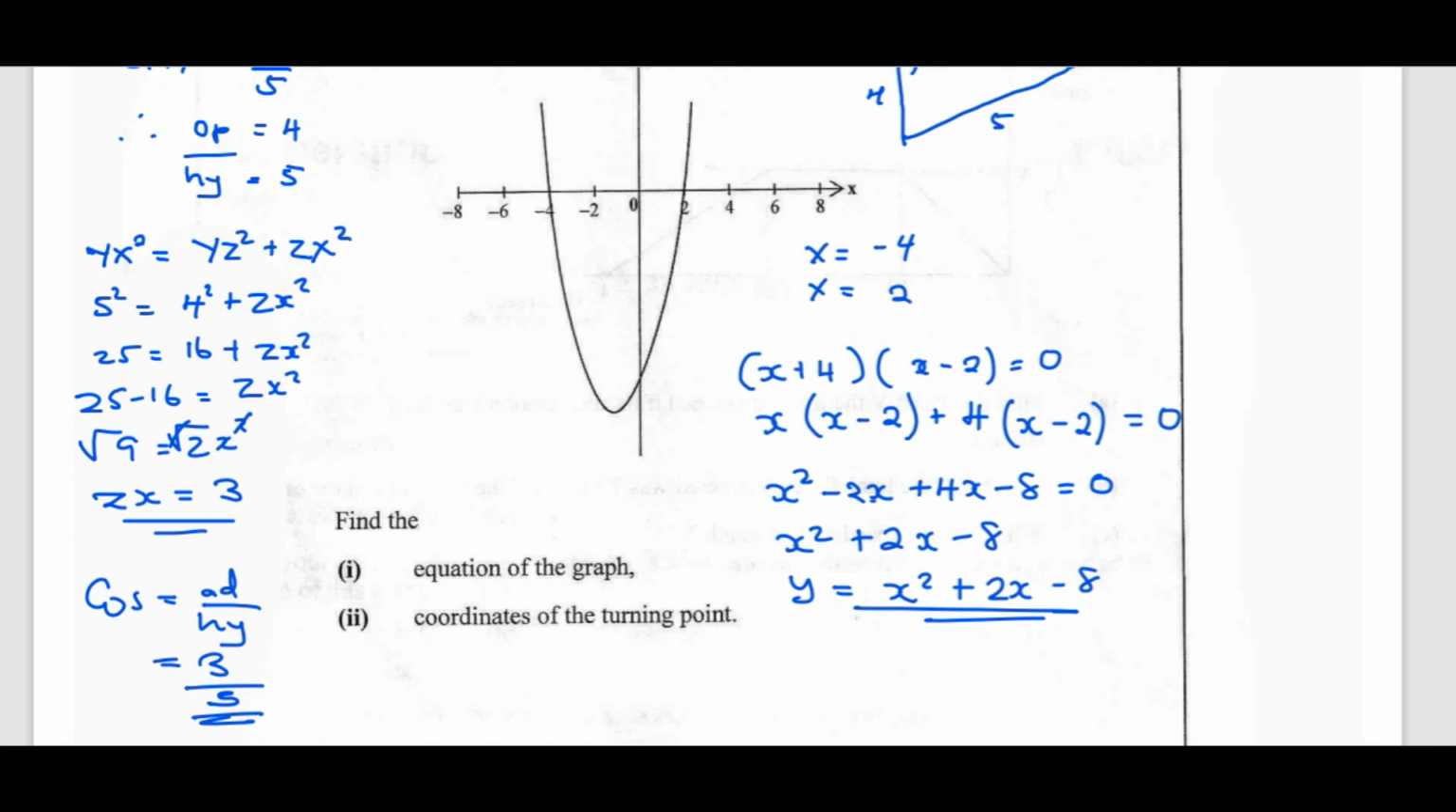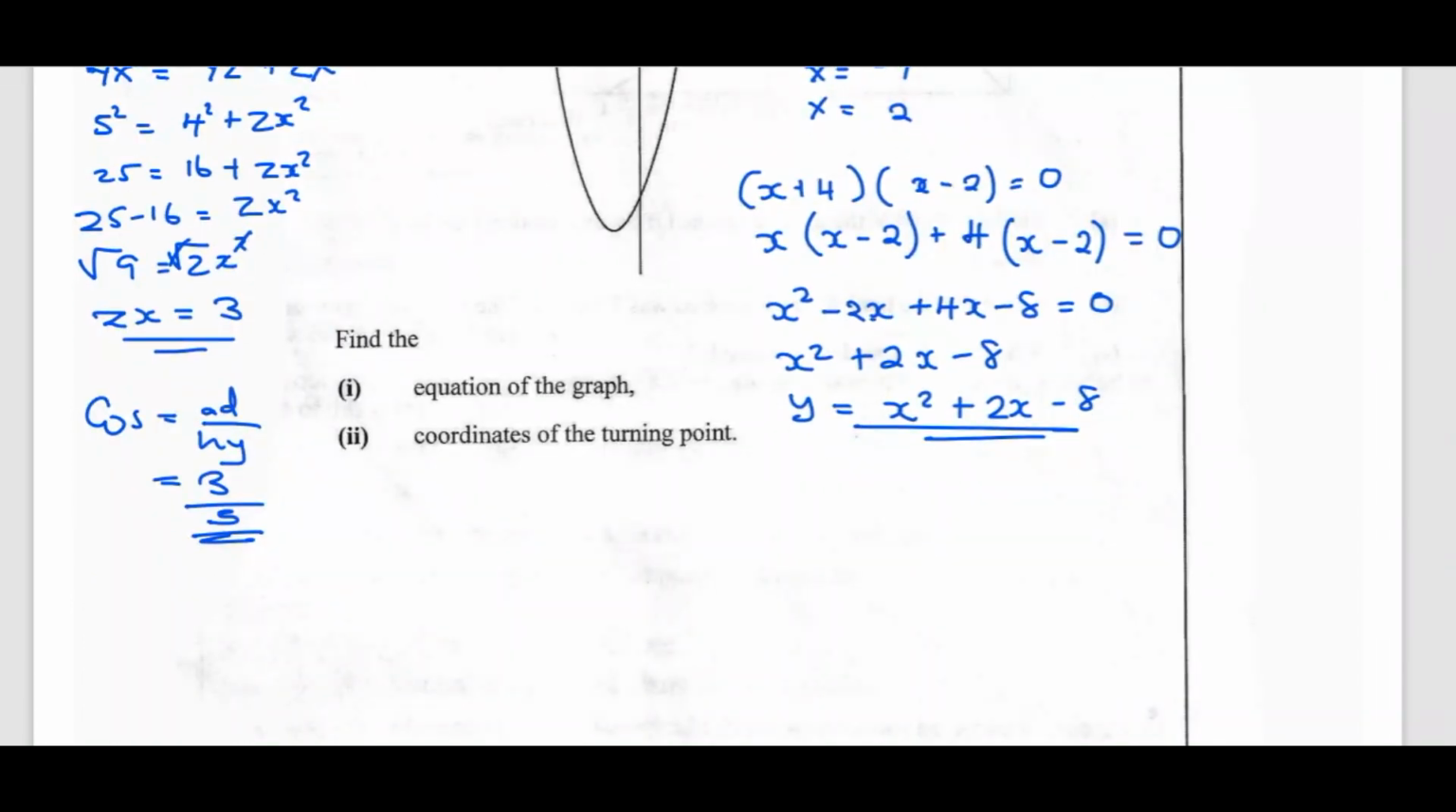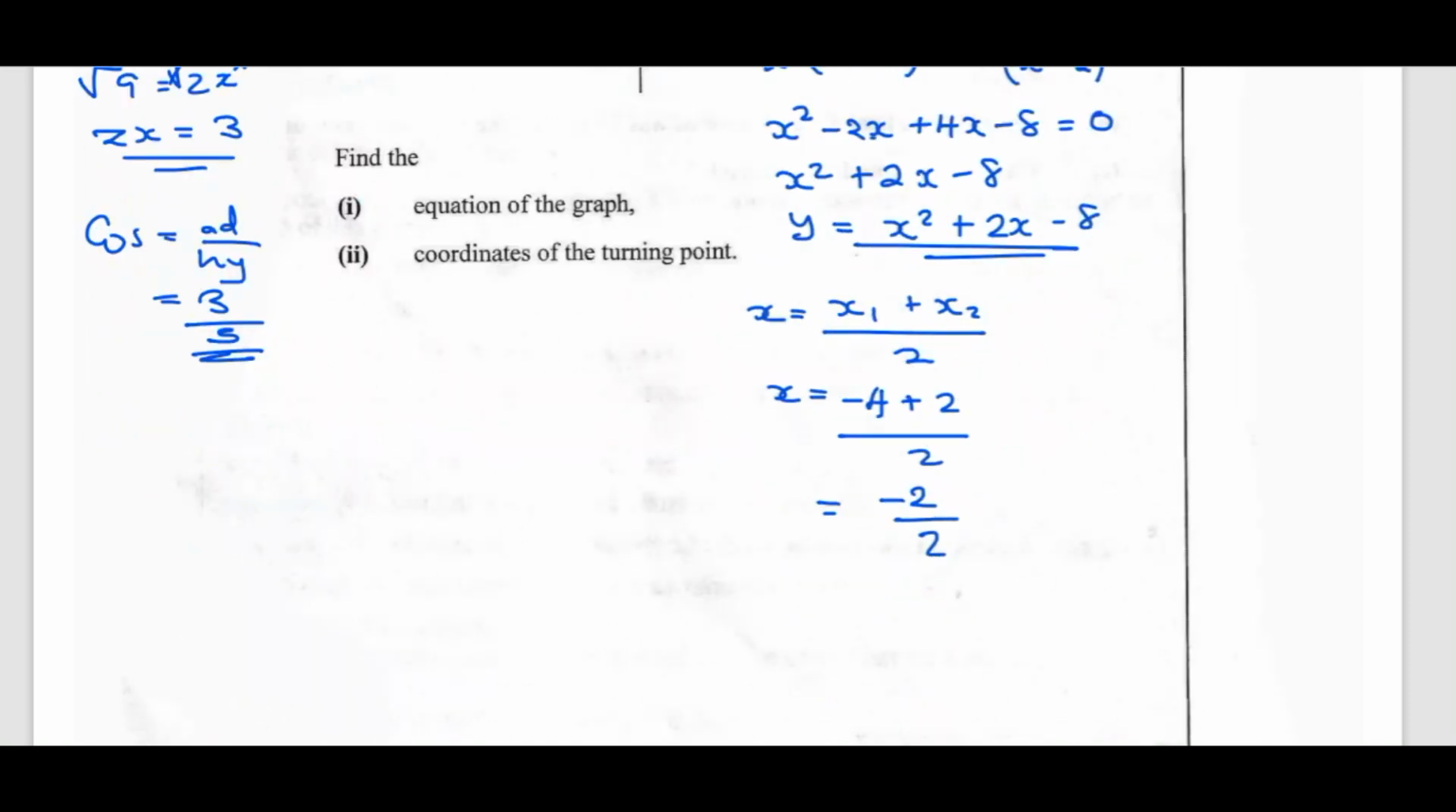And then number 2, the coordinates of the turning point. To find the coordinates, we'll say x is equal to x1 plus x2 over 2. So x1 is negative 4, and x2, plus 2, over 2. Negative plus positive, we're going to subtract, and maintain the sign from the bigger number, so we have negative 2 over 2. So x is equal to negative 1.